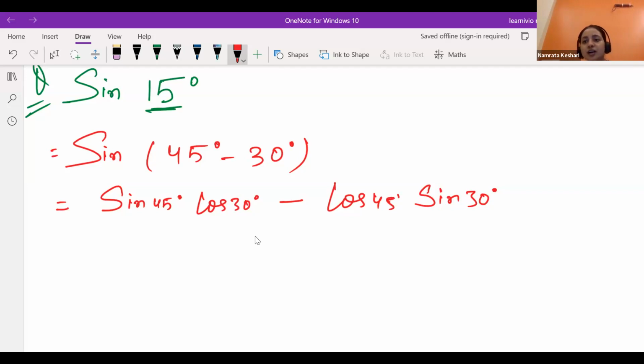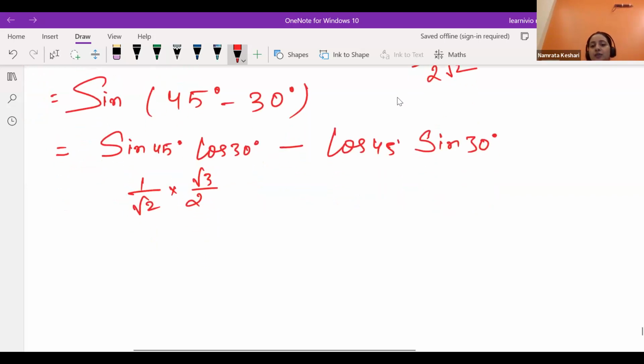Yes, Shiza, what did you get? Ma'am, root 3 minus 1 by 2 root 2. Everyone is getting the same? Ali and Alina, are you getting the same? Okay, getting the same, then no need to do it, right? Yes, ma'am. Ali, are you getting it?